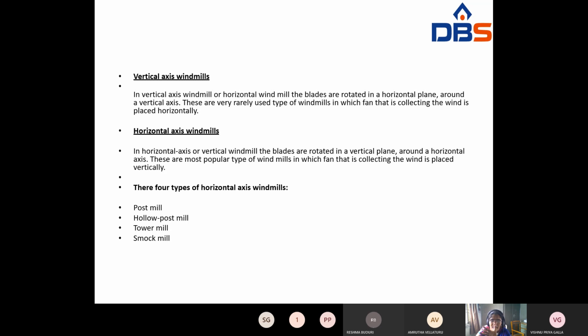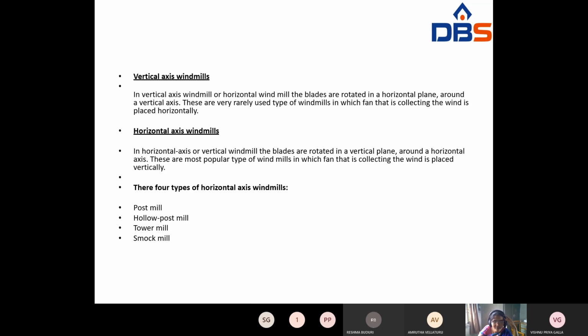These are very rarely used types of windmills, in which the part collecting the wind is placed horizontally. They are placed in areas where the wind flows horizontally, and there you can fix vertical axis windmills. The next one is the horizontal axis windmill. In the horizontal axis, the blades are rotated in the vertical direction and the axis is placed horizontally. These are the most popular type, in which the part collecting the wind is placed vertically. In most places the wind flows in this way, so the most popular is the horizontal axis windmill, and vertical axis windmills are used rarely.